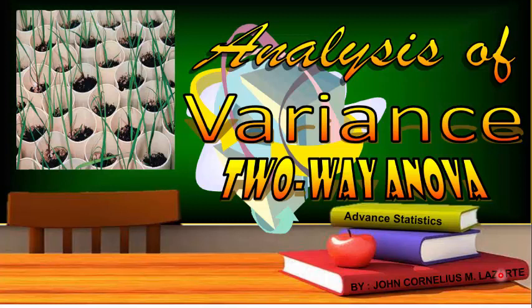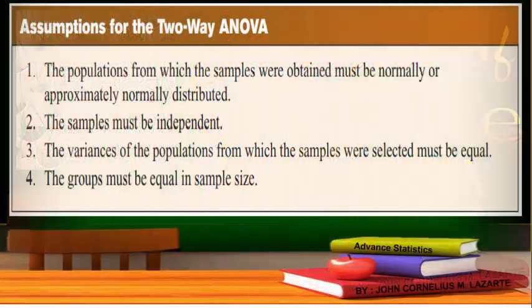Like for example, in this picture, does the type of soil and the food for the plant, which are the two different independent variables, affect the height of the plant, which serves as the dependent variable? Now, let us deal with it.